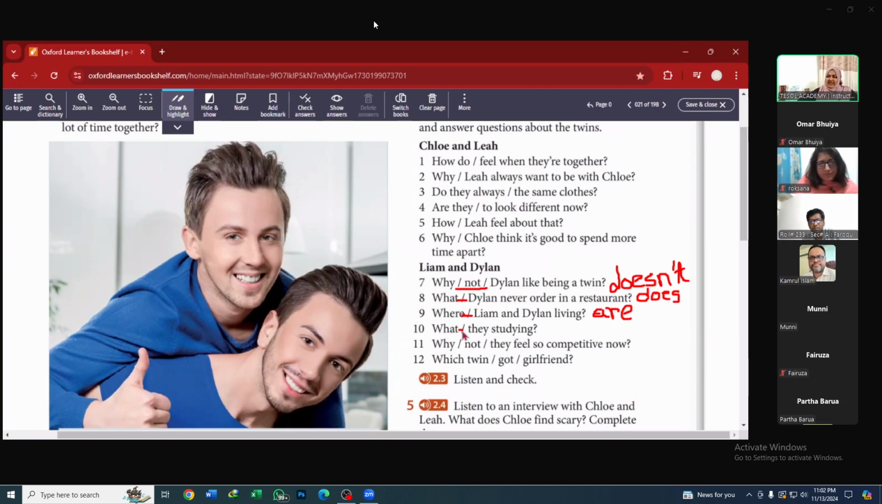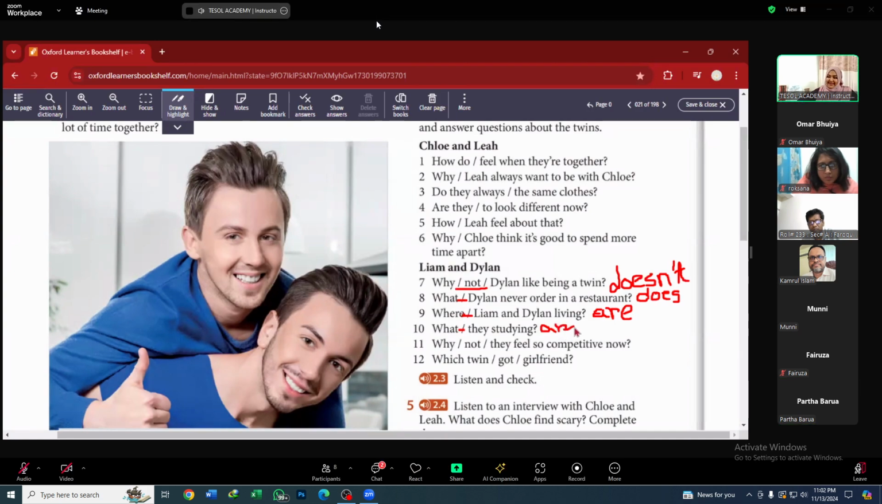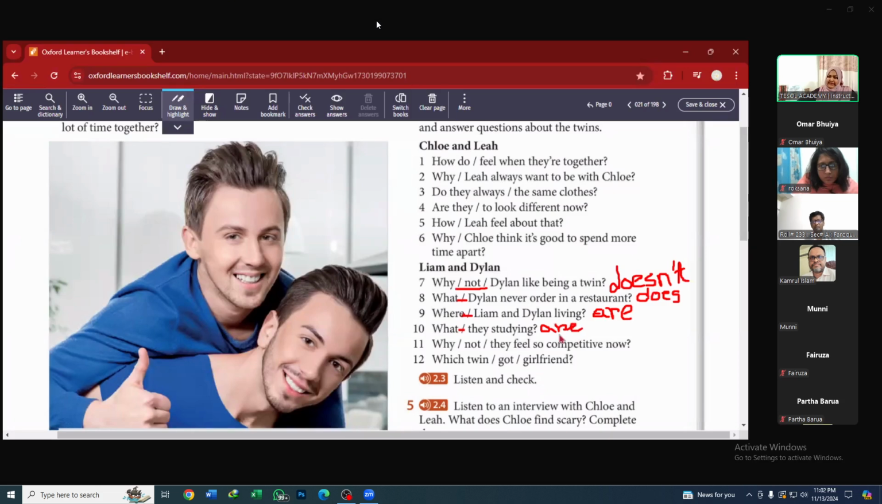These are a bit easy, or maybe it became easier for you after doing the first part, right? Okay, so this is also R. What are they studying? Very good.